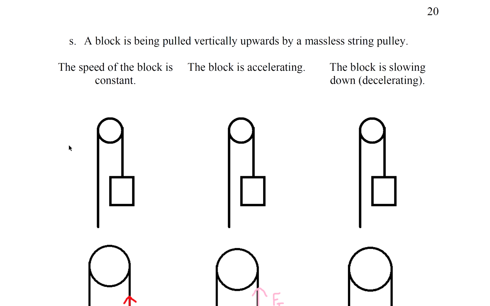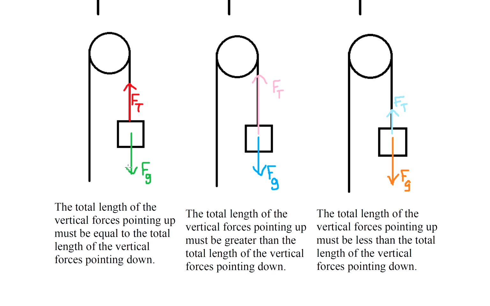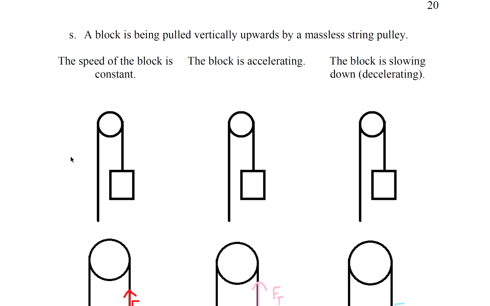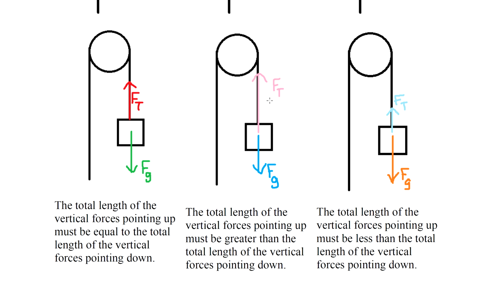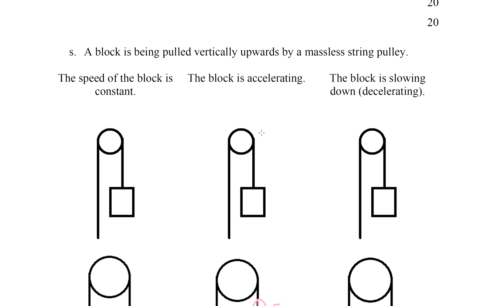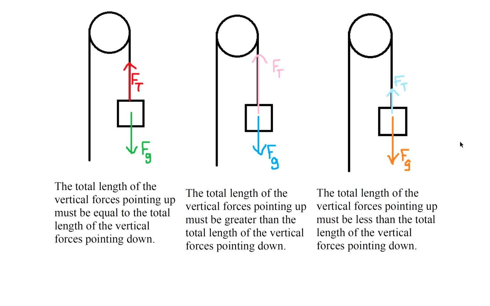Part S, a block is being pulled vertically upwards by a massless string pulley. The speed of the block is constant, so force of tension equals force of gravity, the image on the left. Look at the image in the middle. The block is accelerating. So the force of tension up should be longer than force of gravity down. And finally, the block is slowing down, but it's still being moved upwards. So the force of gravity should be longer than force of tension.